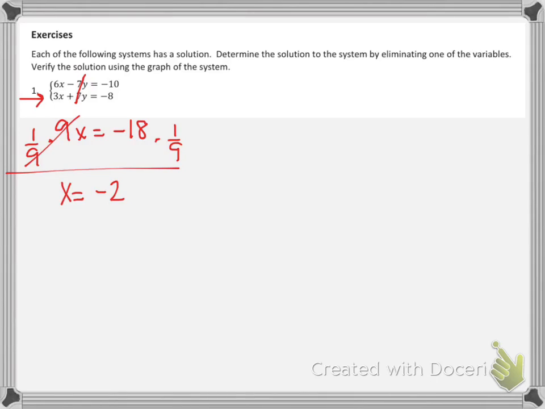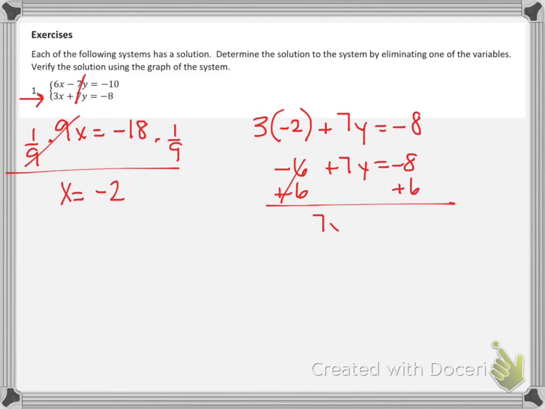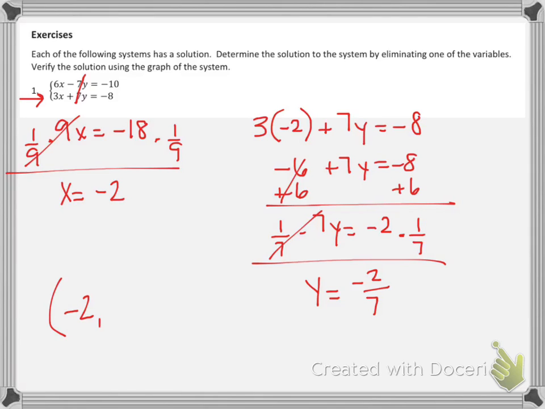Let's use the bottom one. 3 times x, which is negative 2, plus 7y equals negative 8. 3 times negative 2 is negative 6, plus 7y equals negative 8. Then I'm going to go to work on isolating the y by adding 6 to both sides. That gives me 7y equals a negative 2, and then multiply by reciprocal. And when we do that, the 7's cancel. Y is equal to a negative 2/7. So my x value is negative 2. My y value is negative 2/7. And that's the ordered pair, the solution to my system.